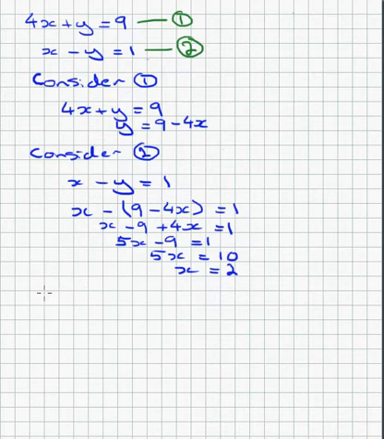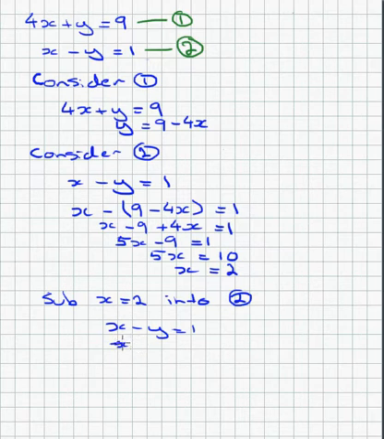So now we know x equals 2 at the intersection. Let's just substitute x equals 2 into equation 2. So x minus y equals 1 becomes 2 minus y equals 1. So just simplifying, that leaves us with minus y, and subtracting 2 from both sides is minus 1. Multiplying both sides by negative 1 gives us y equals 1.